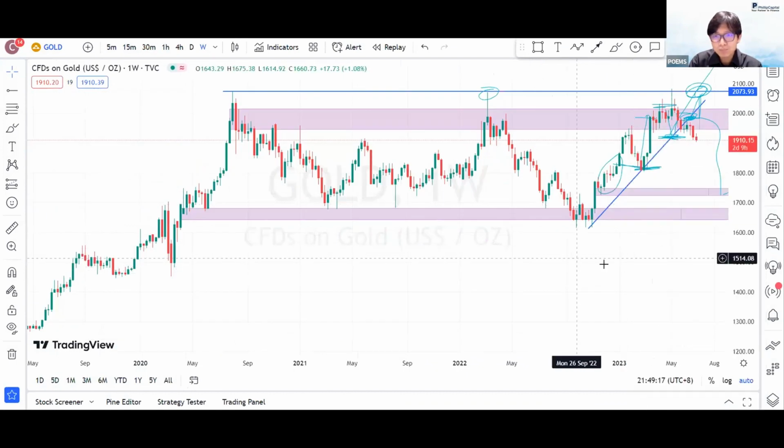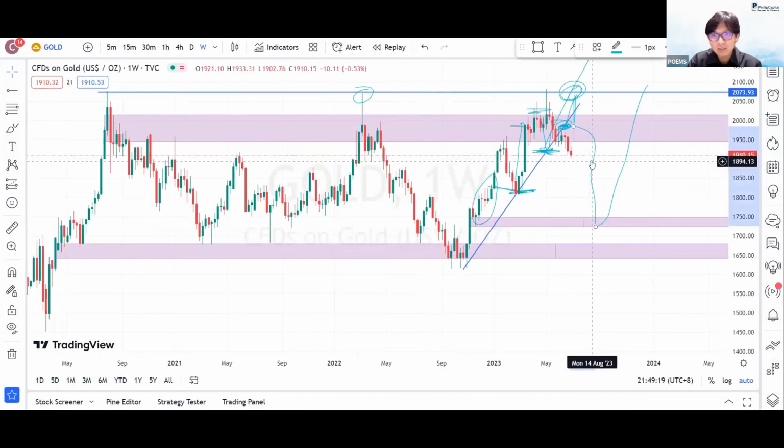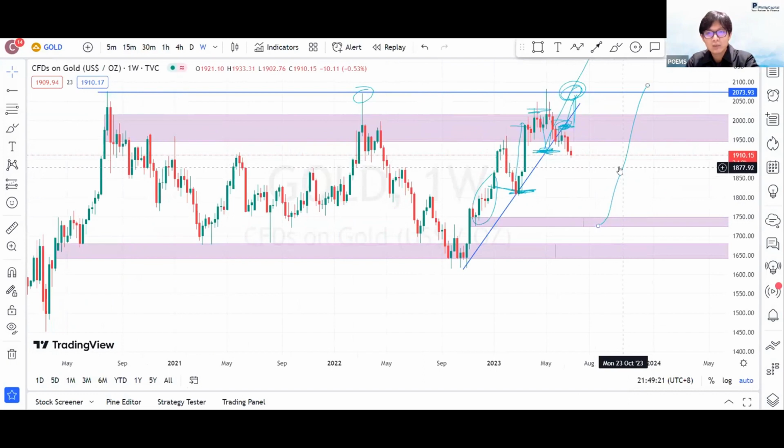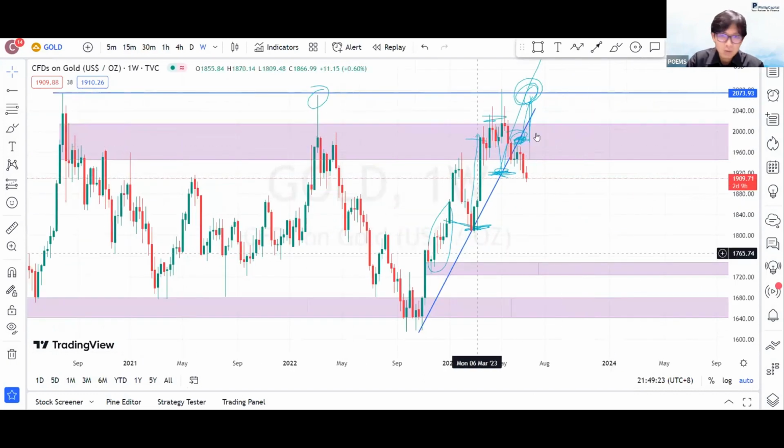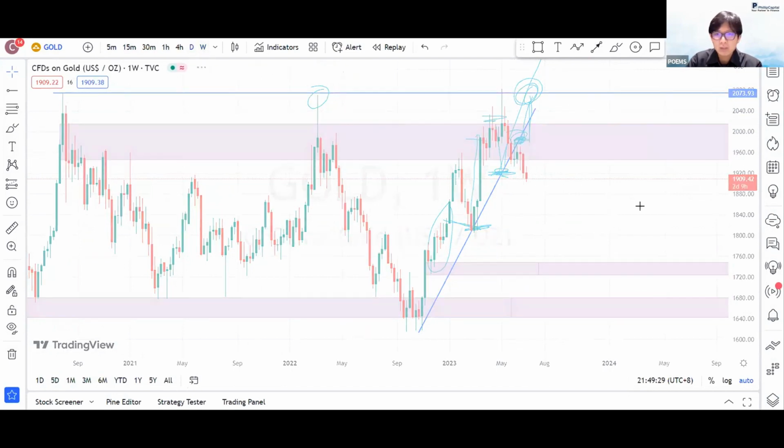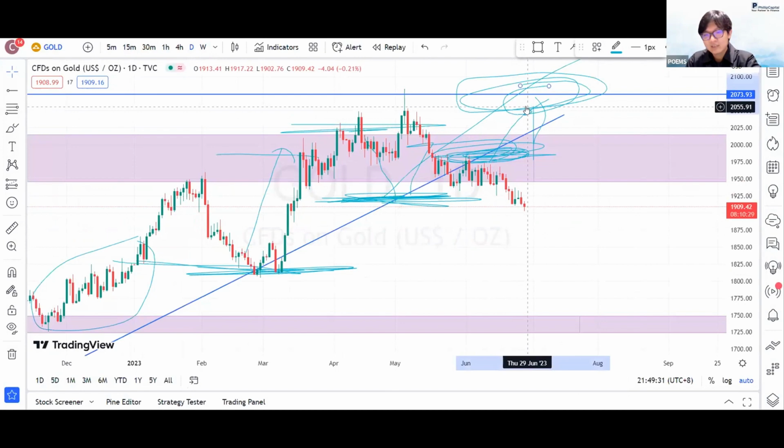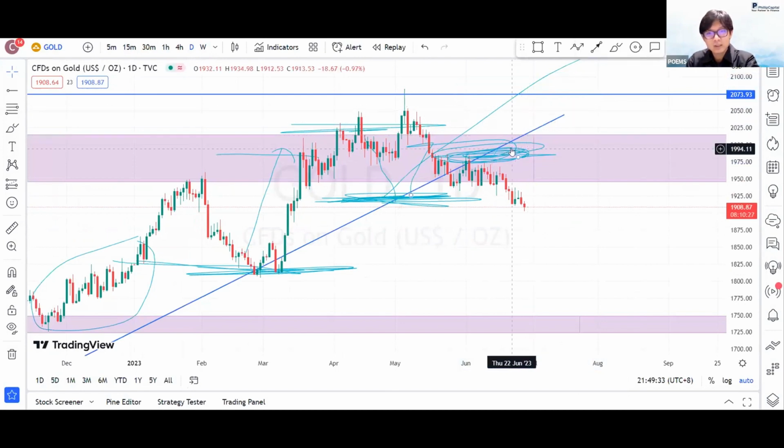Gold. I think this chart was done probably a few weeks back. We have an uptrend level, a short-term uptrend, which gold subsequently broke down a few weeks back. Daily-wise, sorry, let me just remove all this stuff first.